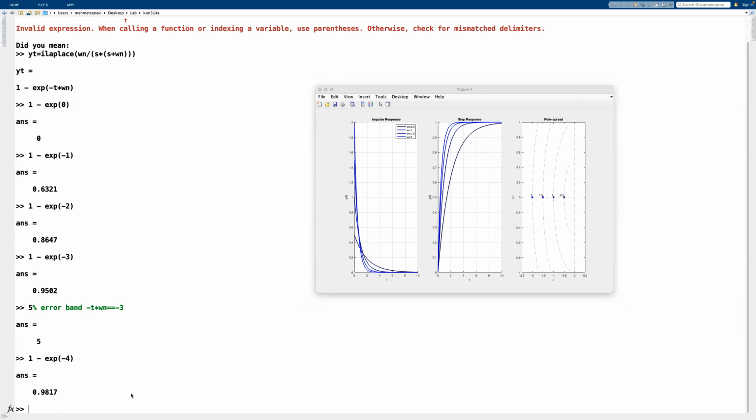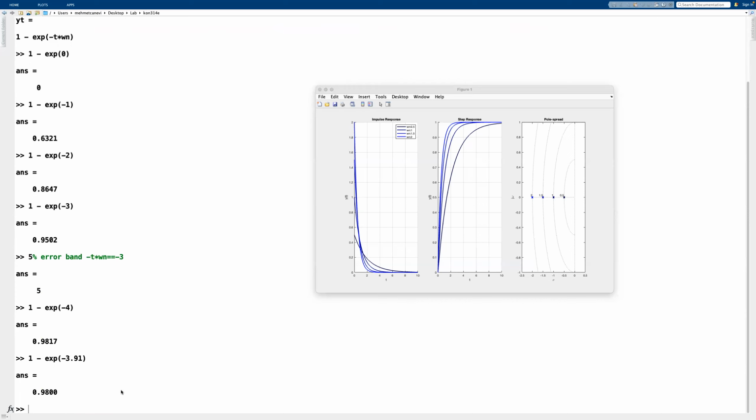Actually, this value is not exactly 4. If we plug in 3.91, that's going to be the exact point where we have 98%. So if we calculate the settling time experimentally or numerically from a given vector, we would see that it would be 3.91 to be exact. But we can safely use 4 because it's not that important to have just 0.09 here, and it makes life easier. So we can safely assume that it is 4 divided by omega n.